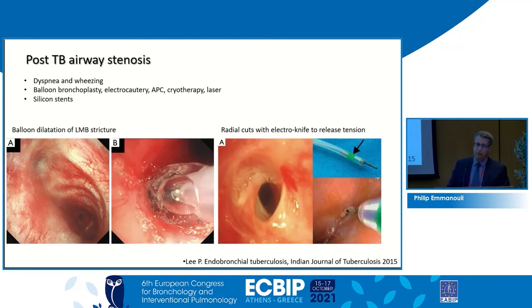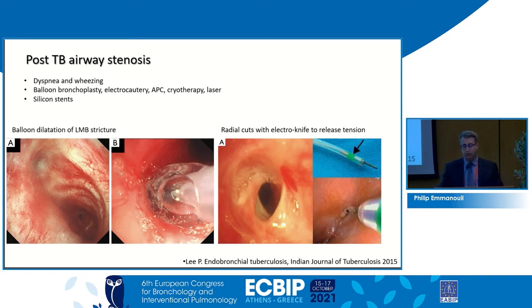So let's go and talk a little bit about post-TB airway stenosis. We have patients that present looking like asthma, with dyspnea and wheezing, and when we do the imaging and the bronchoscopy, we find out that they have strictures, and it could be post-TB. How can we treat them?